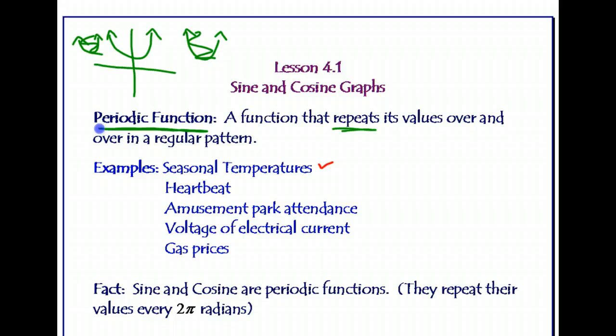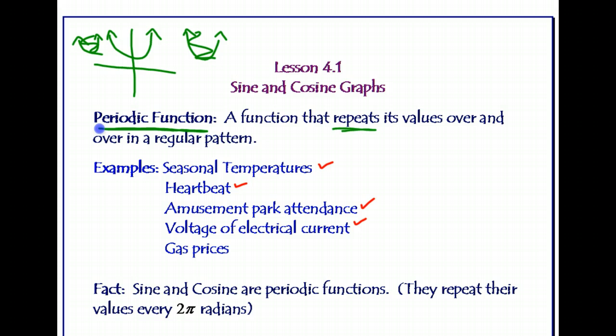Your heartbeat, hopefully it's periodic, about every second it beats. Amusement park attendance, in the summer it's way up, in the winter it goes down. Electrical current is an alternating current. It goes one way, then back the other. Gas prices sometimes are periodic. They go up in the summer or maybe around the holidays like Memorial Day or Labor Day. Then they go down other times. So certain things in nature, and you can think of lots of things, just repeat.